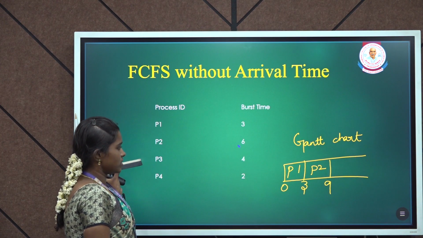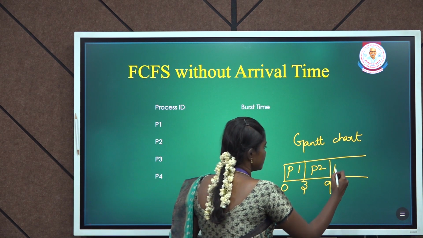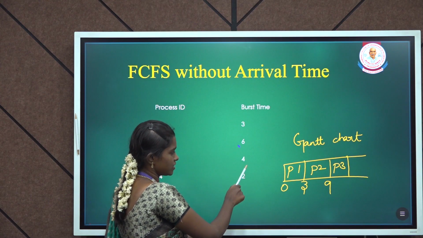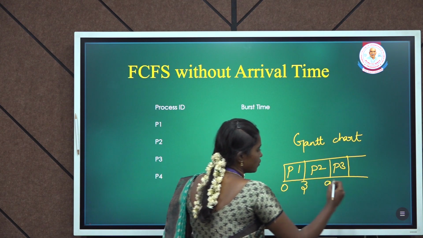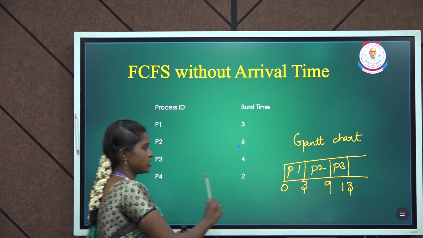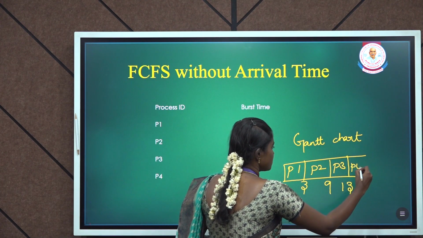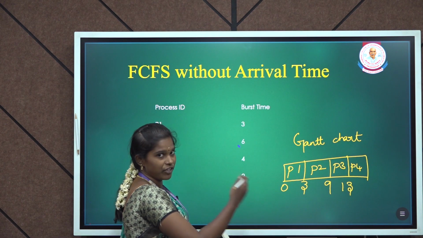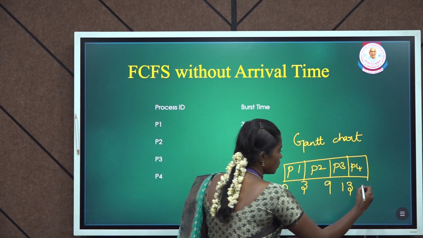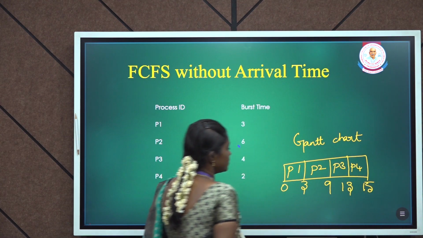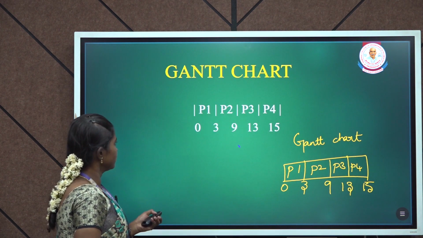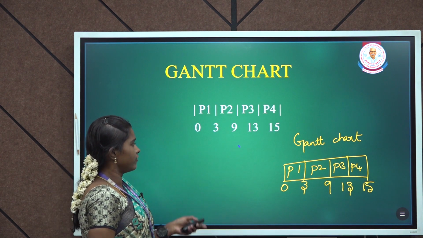And then what is the next process? The next process is P3. The previous total is 9 and P3 burst time is 4. Then 9 plus 4 is equal to 13. And then the next process is P4. P4 burst time is 2 and the previous total is 13. 13 plus 2 is equal to 15. This is the Gantt chart for the given problem.